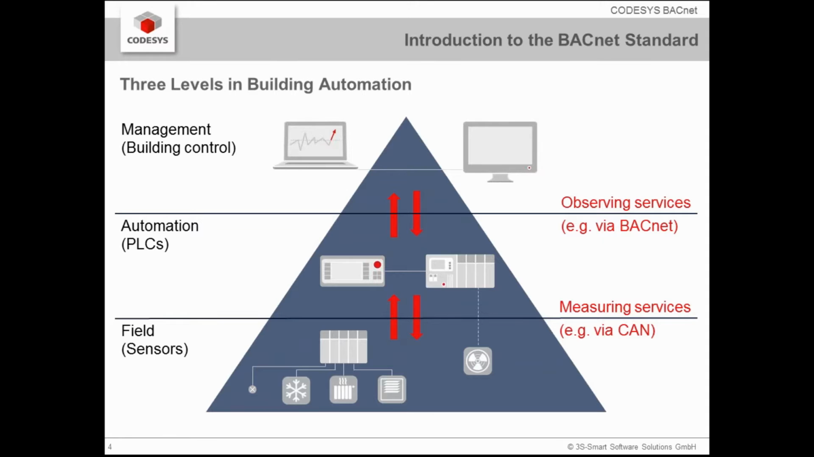You usually have the field sector where the sensors and actors like temperature sensors or light switches, everything else are. You have the automation level where the PLC stands, and usually above a management level for building control. BACnet is usually used in the levels between management and automation area. It also can be used in the area of measuring services, so between automation and field, but there are also a couple of other field-based systems and proprietary protocols, like, for example, CAN.